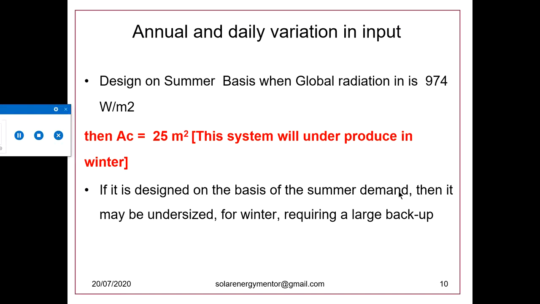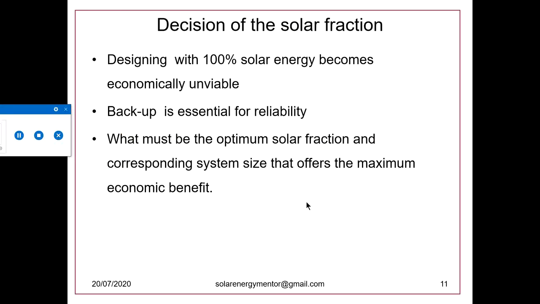Now if the system is designed on the basis of summer radiation, then it may be undersized. So the undersized system will not produce the desired result in winter. So it will require a large backup. Again, there will be a higher capital cost which is needed. So a system designer has to strike a balance between these two radiation intensities and decide on what radiation intensity he or she is going to design the system. So this is really a challenge before design of all solar thermal systems.